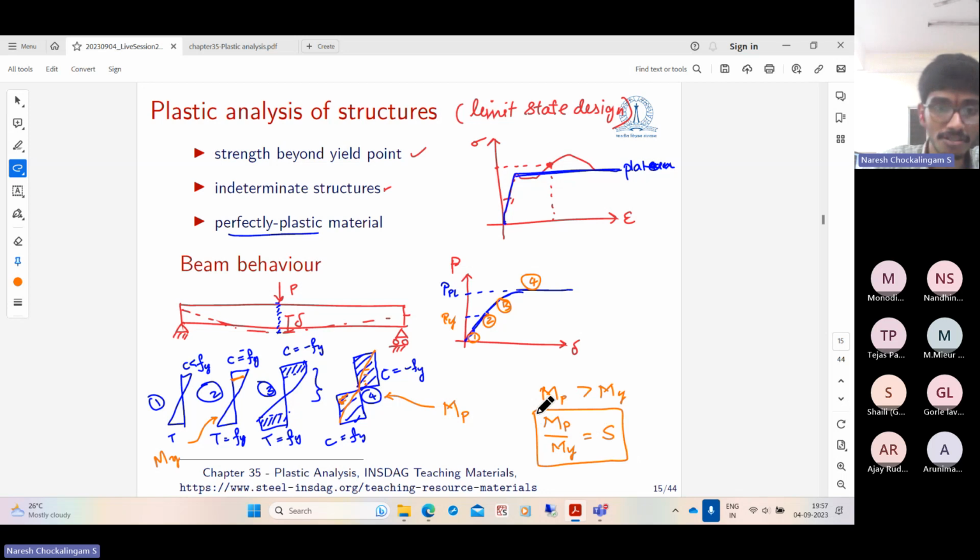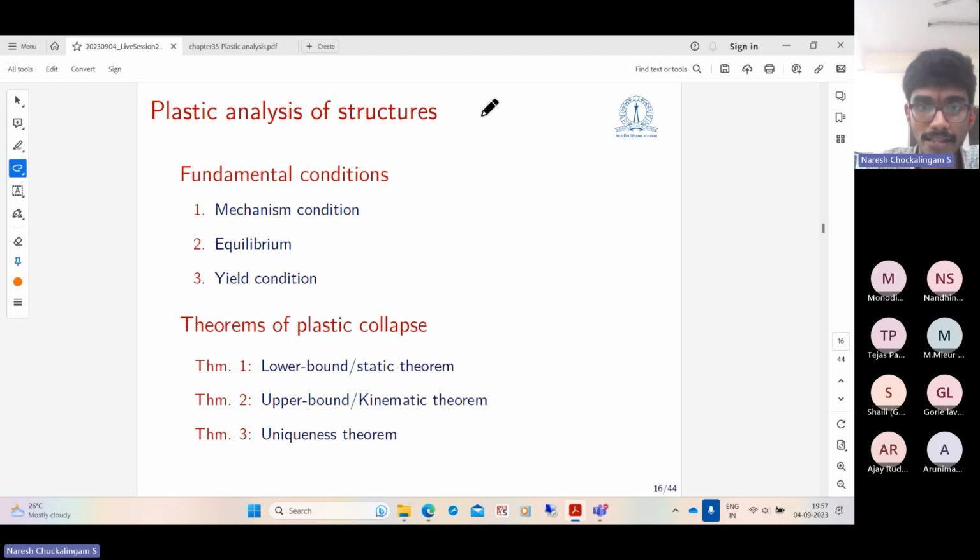Now let us get into how we actually analyze such beams. What will happen beyond MP? If you have a beam and the load P exceeds PPL, all the deformation is concentrated at this point because at this section the moment is completely MP. So there is no resistance to rotation here, and it forms what is called a plastic hinge. It is similar to a hinged connection, but a hinged connection supports zero moment, whereas a plastic hinge has already accumulated a moment of MP. So this is what we call a plastic hinge.